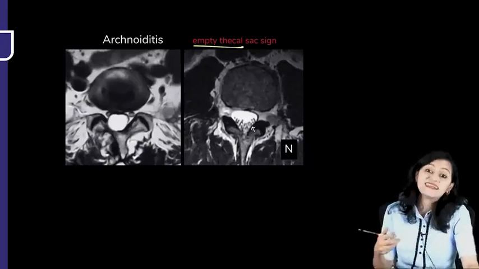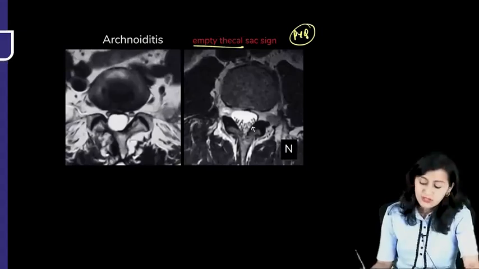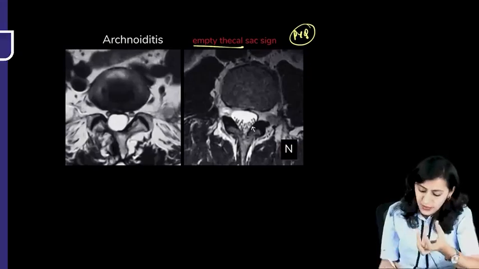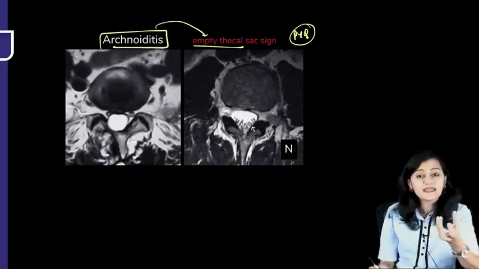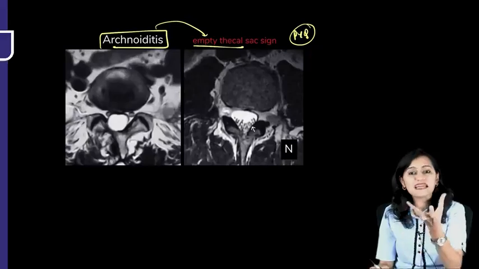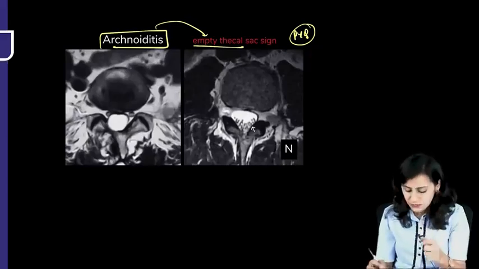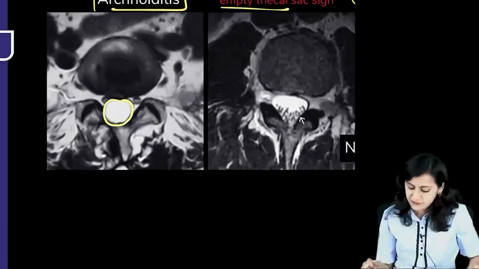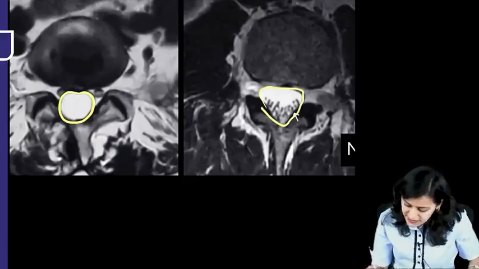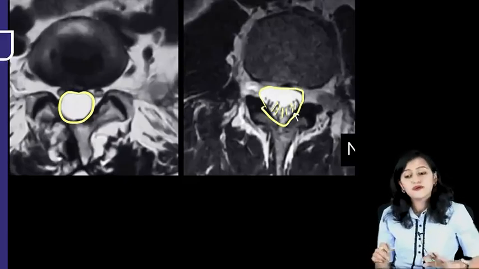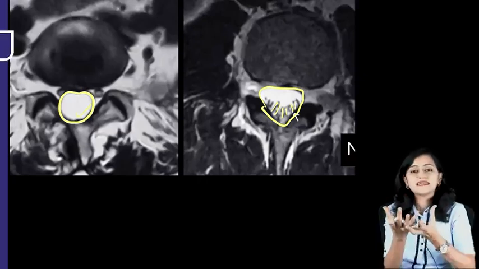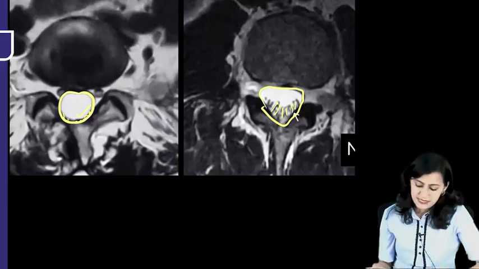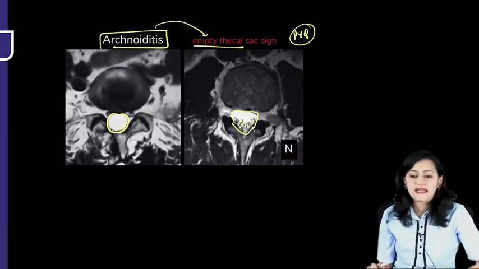Where do you see the empty theca sign? A previously asked question. The theca is in the spinal cord, that sac containing the CSF and the nerves. So this is seen in arachnoiditis. The inflammation of the arachnoid causes the clumping of the nerve roots. So what happens is this thecal sac appears empty, only CSF, no nerves. Normally in this thecal sac you should see those nerve roots. You are not seeing them here, this is the empty thecal sac sign because of the clumping of the nerve roots that has happened because of the arachnoiditis. So remember, empty theca sign is arachnoiditis.